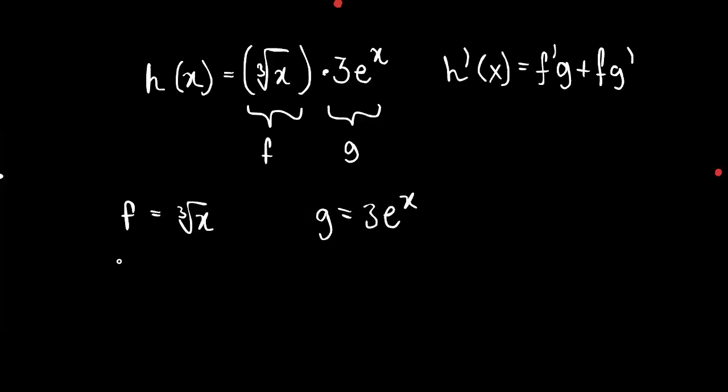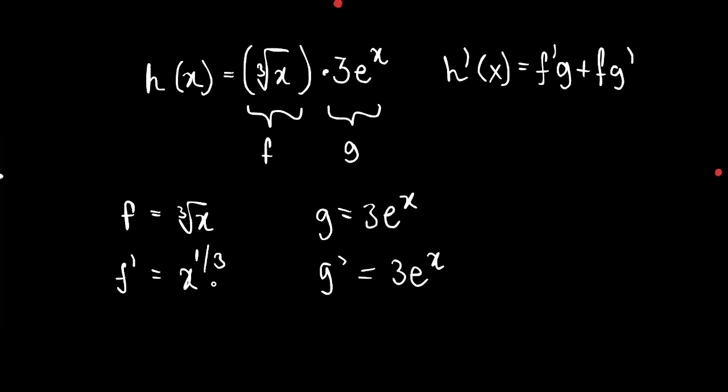So then our f prime, well, we know that the cube root of x can be written in another way, just x to the 1/3. So we can use our power rule here. And if we want to find the derivative of our 3 times e to the x, we know that the derivative of e to the x is just e to the x. This is something we looked at in the last video, so this is just going to remain the same.